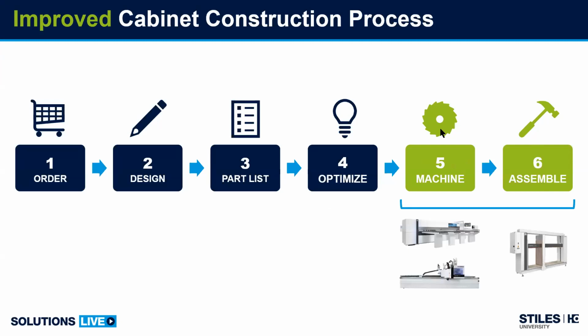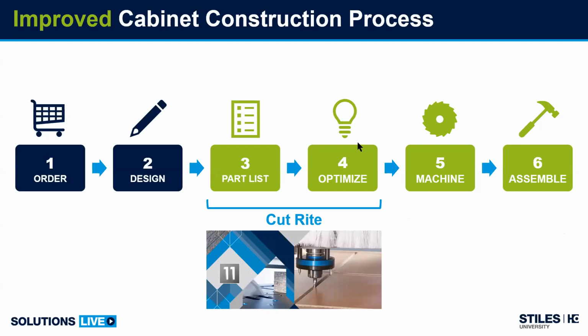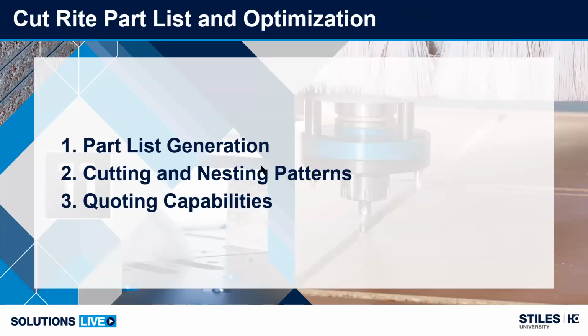What I'm going to focus on is not the machining end of it or the assembly end of it. If you have questions about this part of the process, reach out to me separately. I'll be glad to help you out or point you in the direction of somebody at Styles who's an expert in these areas. What we are going to focus on to begin with is the part listing and the optimizing. Then Cut-Rite: we have part list generation, cutting for your saw and nesting patterns, and quoting or product list generation.